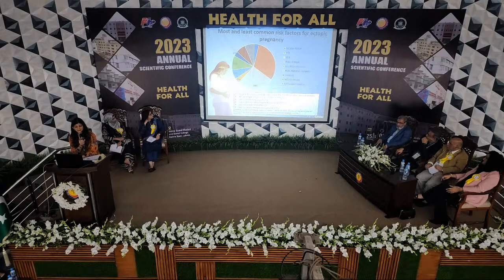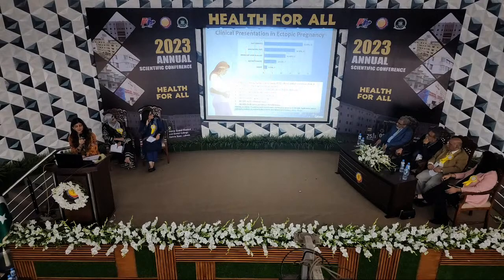The most and least common risk factors for ectopic pregnancy. In my research, 31% of the women had a previous history of pelvic inflammatory disease. 28% of them had a history of sexually transmitted disease, and 7% each either had a history of intrauterine device, endometriosis, or any assisted reproductive techniques. And there were 4% of the women who had no identifiable risk factors.